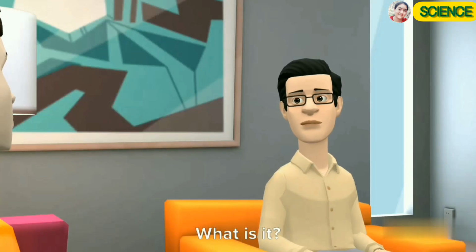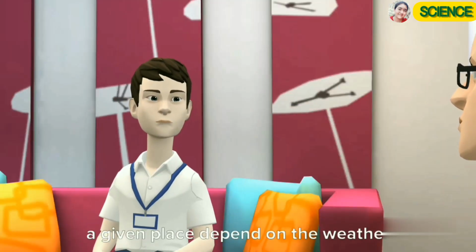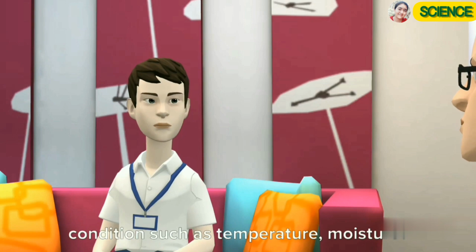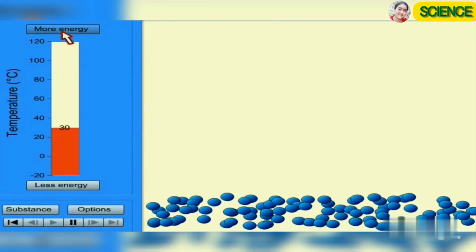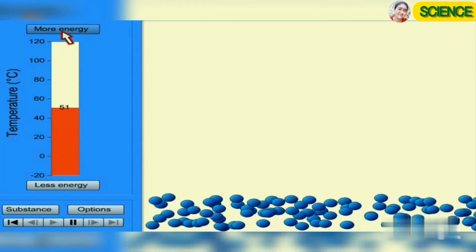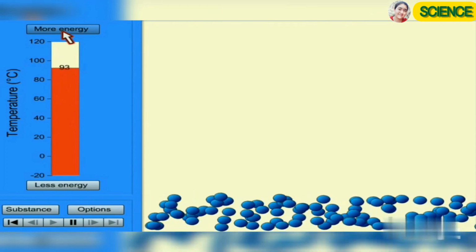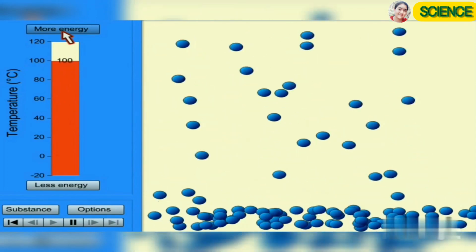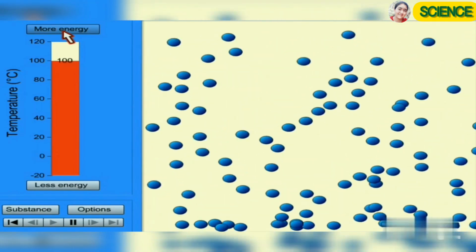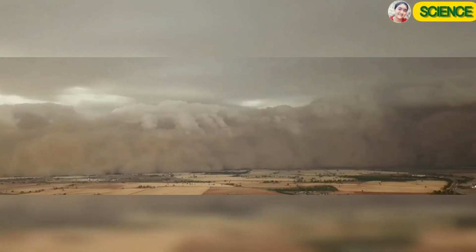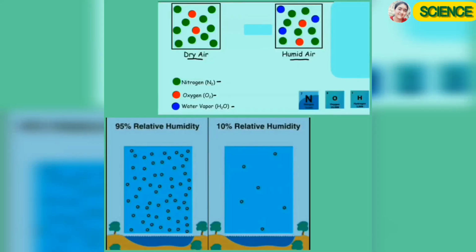Okay, what is it? Uncle, does atmospheric pressure at a given place depend on the weather condition such as temperature, moisture? Yes, Shostik. Temperature affects the density of air. If temperature increases, density of air decreases. Now, less dense air exerts less atmospheric pressure. A fall in pressure due to rise in temperature portends a dust storm.